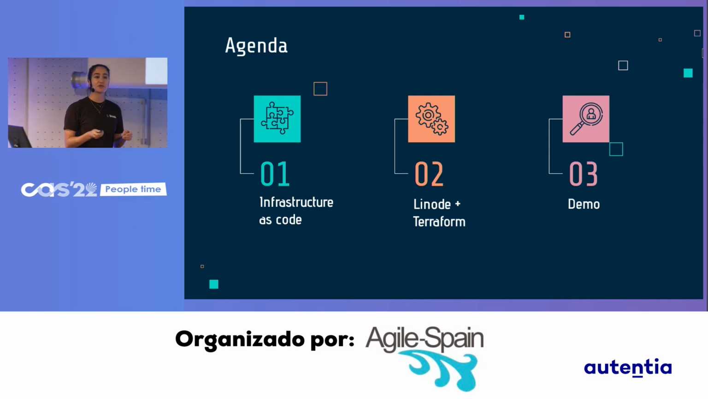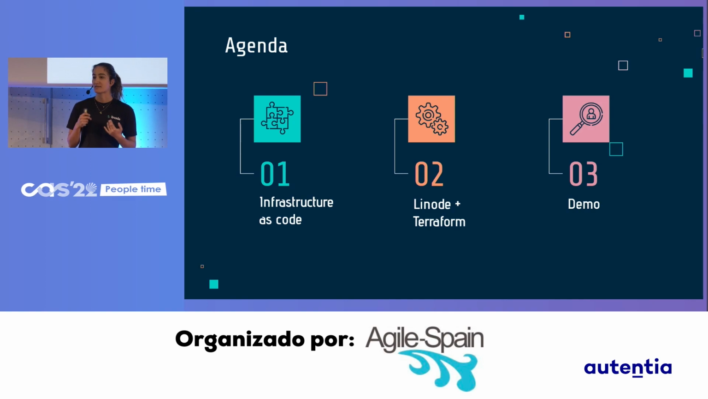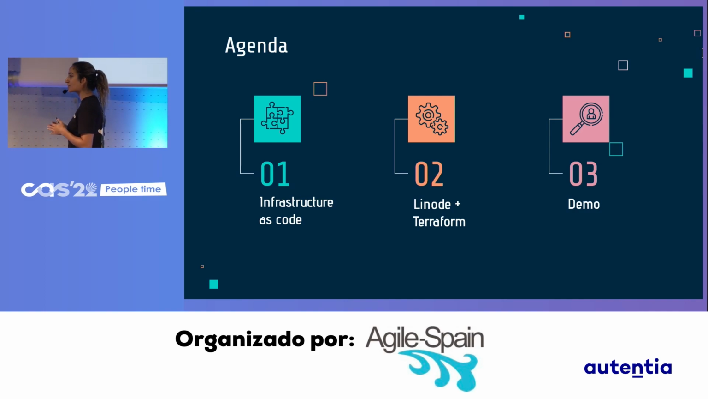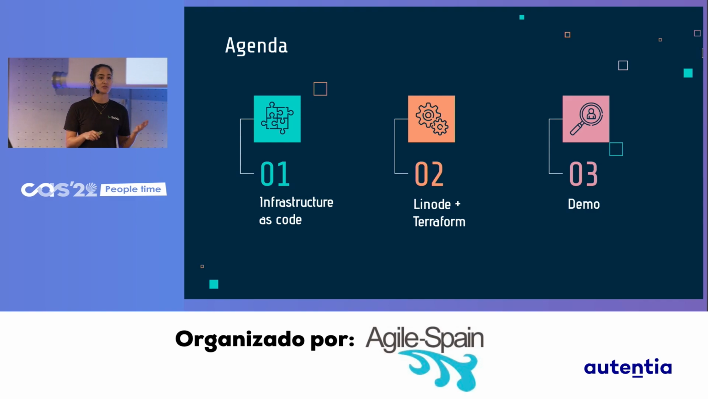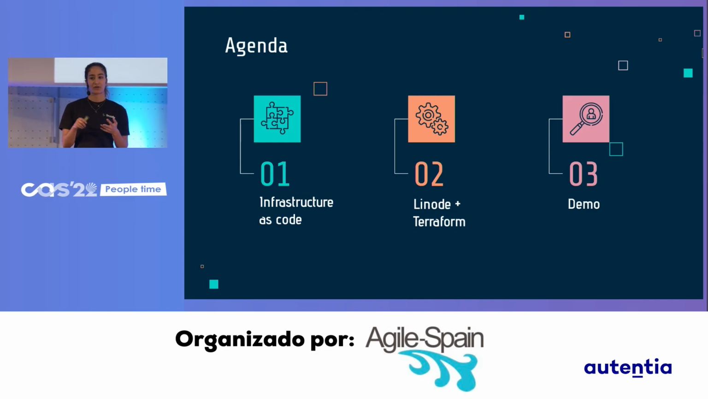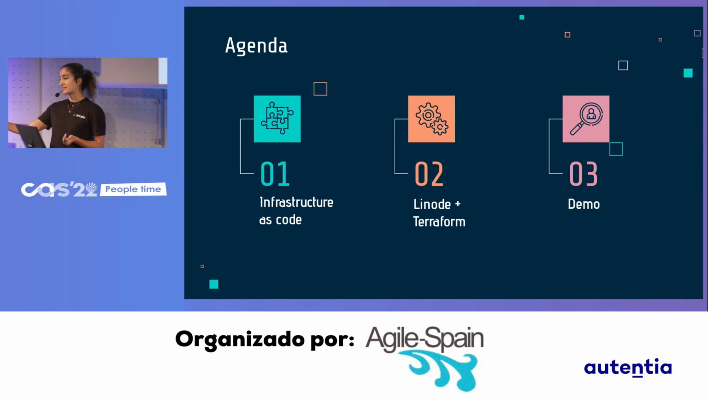So first we're going to go through an intro to infrastructure as code. We're going to talk about some of the use cases, what it means, like really define the parameters of infrastructure as code. And then we're going to talk about some of the different tools we can use, and we're going to compare them all at the end. So Linode, Terraform, AWS, Google, all of those tools. And then at the end, we're going to do a quick demo.